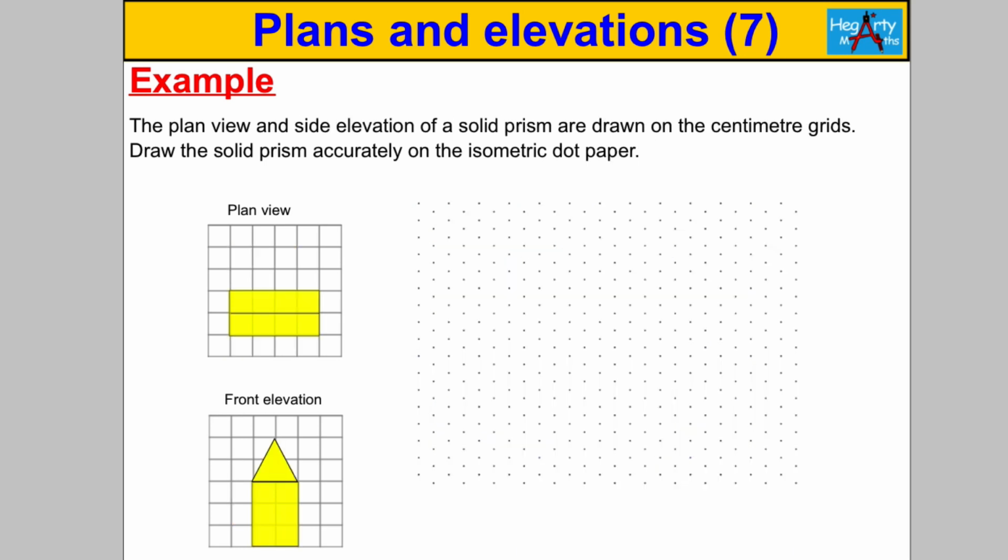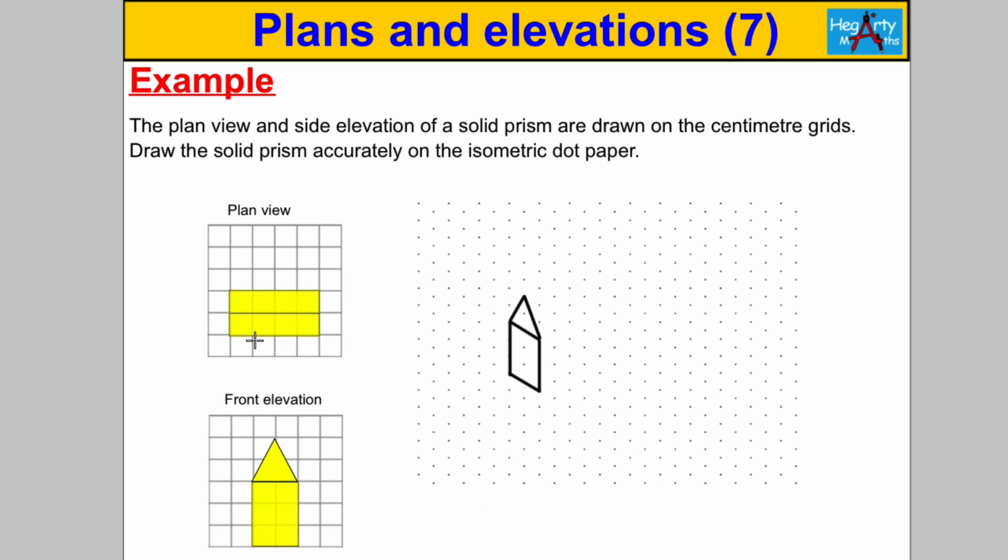Okay, next one, pause and have a go. So here again we're showing the front elevation. We've got a rectangle with a triangle on top. The rectangle has base 2 and height 3. So let's go base 2 and height 3. 1, 2, 3, like that. Then it's got a triangle on top where the vertex of that triangle is exactly in the middle, and that's 2 high. So from the middle I'm going to go up 1, 2, like that.